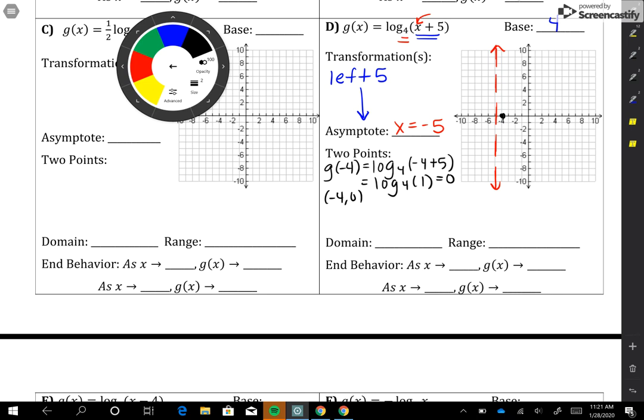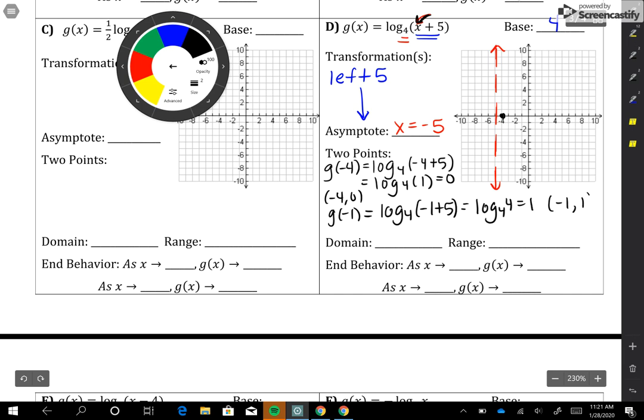Okay, so let's try another number. Remember our base is 4. The first power of 4 is 4. So what would we put in for x so that when we add that to 5, we would get 4? Well, that would be negative 1. So g of negative 1 would be log base 4 of negative 1 plus 5. Negative 1 plus 5 is 4. So that's the log base 4 of 4, which is 1. So I put in negative 1 and I got out positive 1.